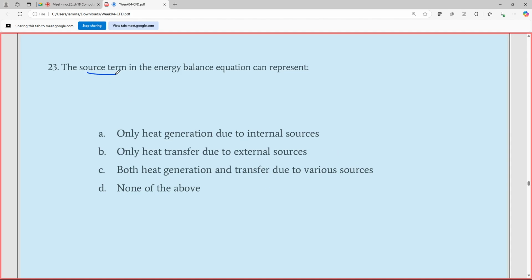So the question is on the source term of the energy balance equation. Which of the following can be represented using the source term of an energy balance equation?